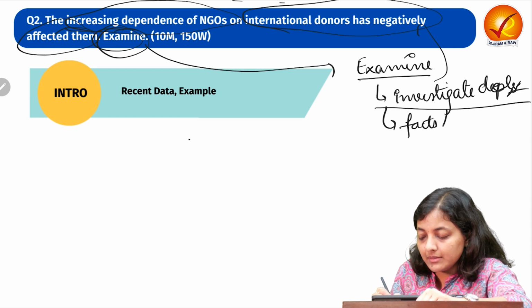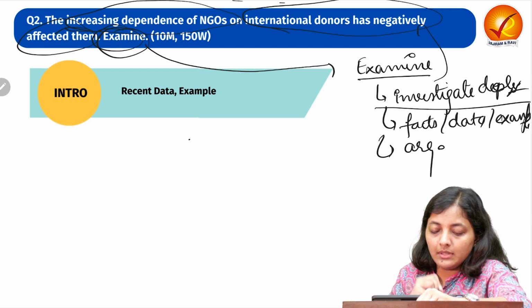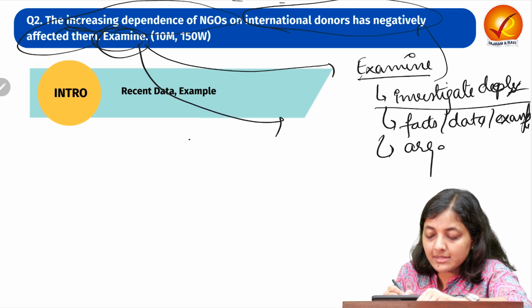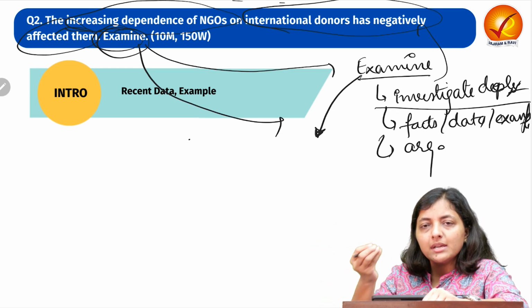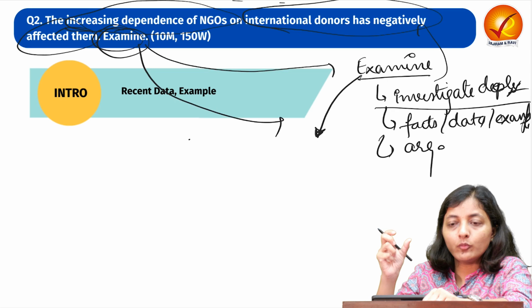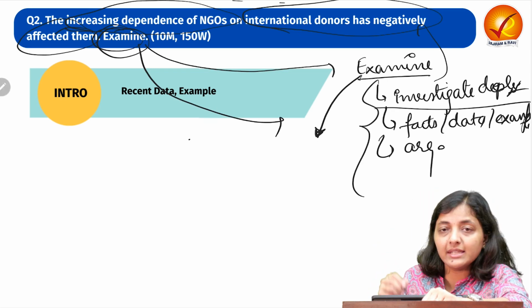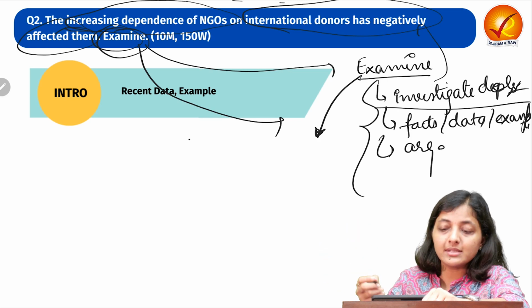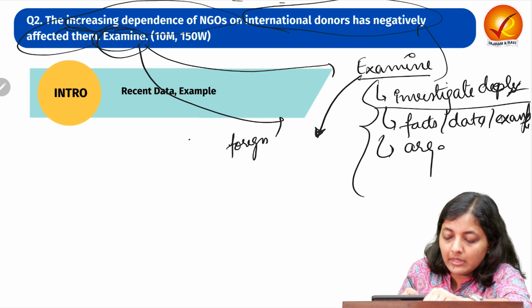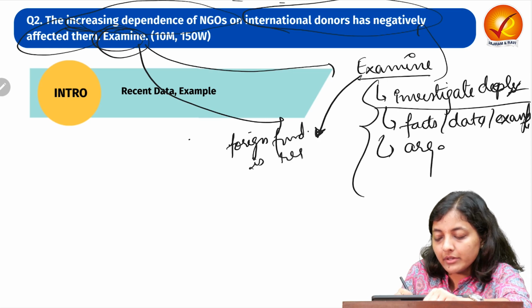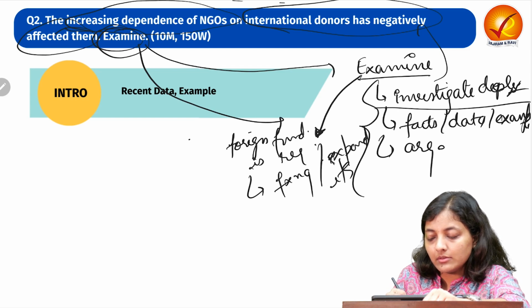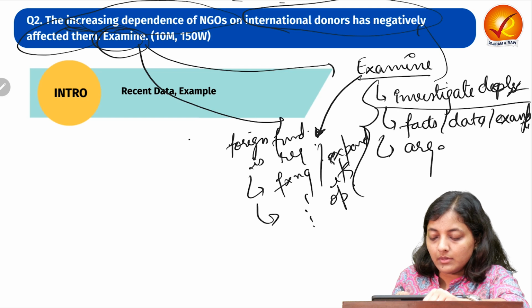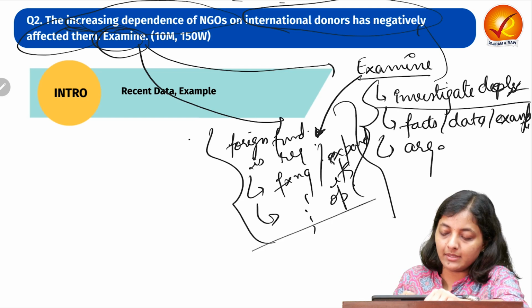Using the facts, data, arguments and examples. And in the end, because this is an examination, we can investigate to what extent this is true, but it has some positive things also. So in the end, what we can do is write that although there are many drawbacks, still foreign funding is required for their functioning or to expand their operations. So you can write this at the end.